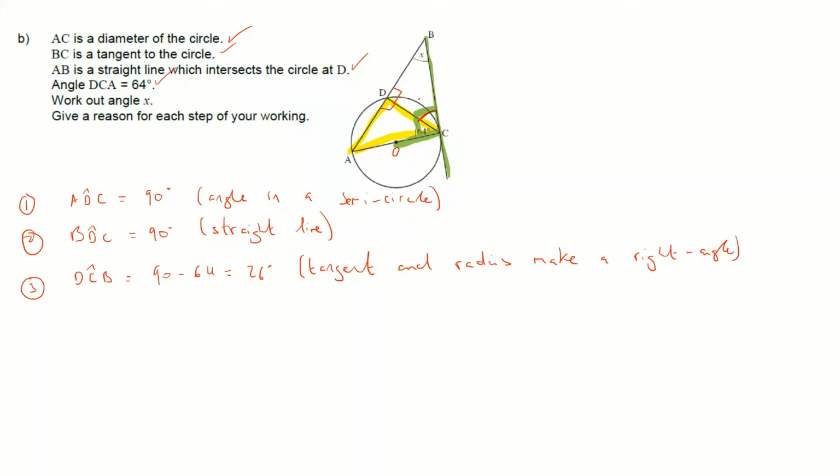Now, if you put on the picture the fact that this angle here is 26 degrees, then step 4, angle X is going to be 180 take away 90, take away 26, which I think is 64, because angles in a triangle sum to 180 degrees. Okay, that's that one done. Quite a complicated one, but if you remember all the theorems, then you can't really go wrong.